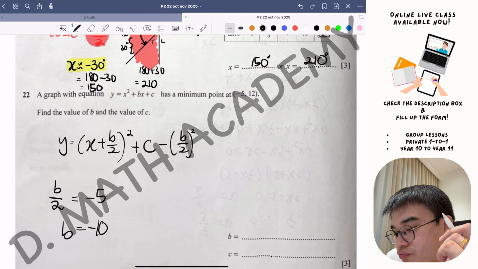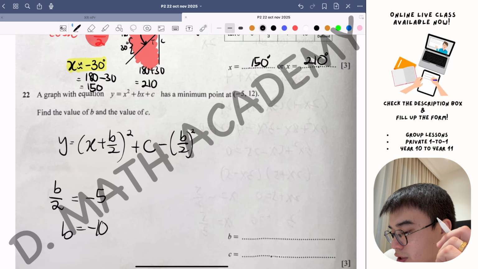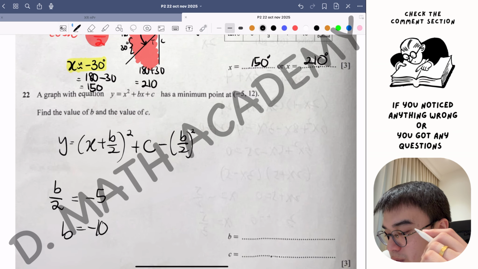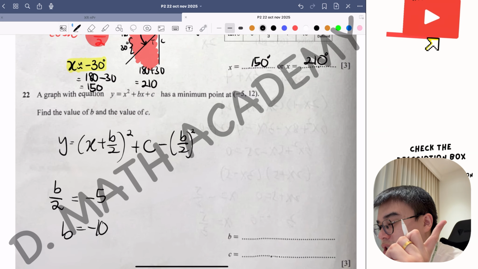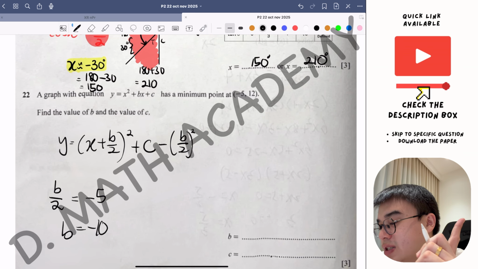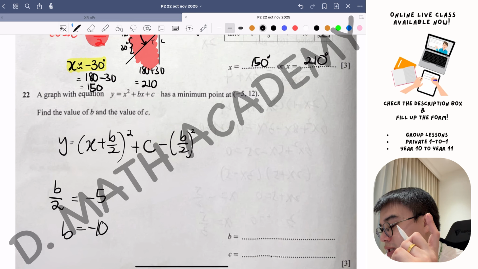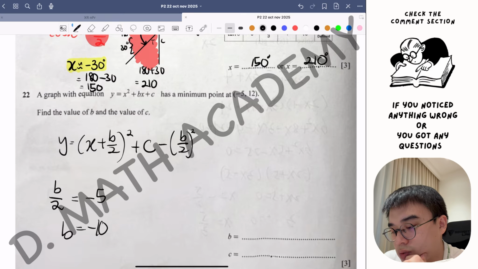Yep, doesn't make sense. I think if you were to use completing the square, it will actually further complicate the situation. So if you ask me, I don't think I would do that.